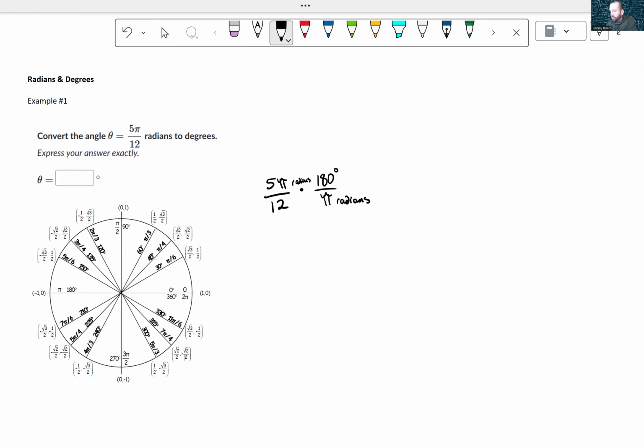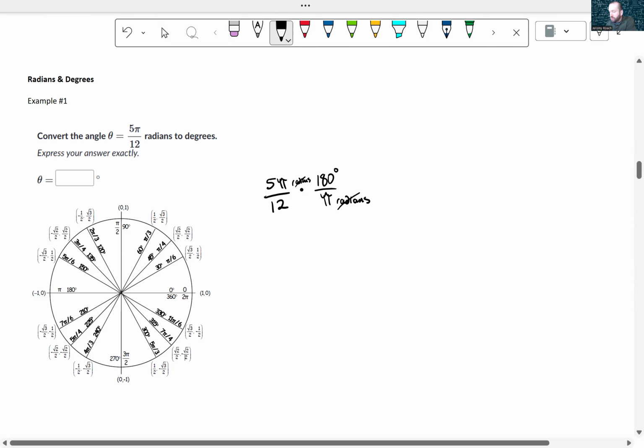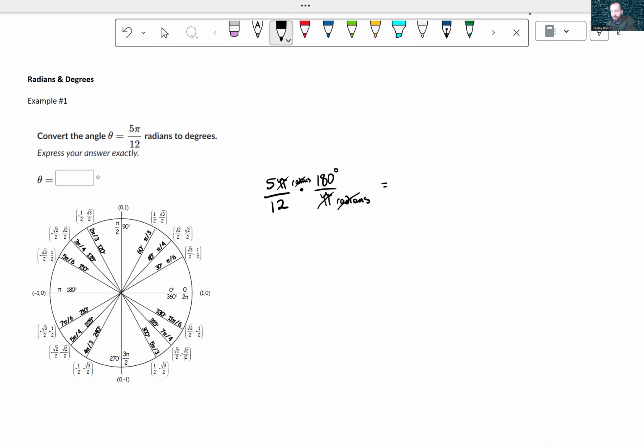Now, our radians are on the top of our fraction to start with, and then we're multiplying by something that equals 1. This equals 1. Those are the same thing. And so the radians cancel with the radians, pi cancels with pi, and then we just have 5 times 180, which is 900. And we're going to divide that by 12 because that's just 12 times 1 now on the denominator, and we get 75 degrees.